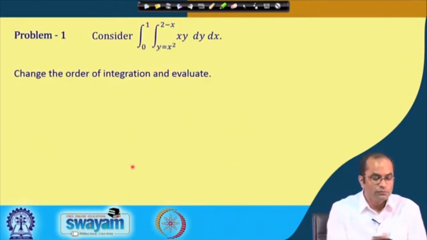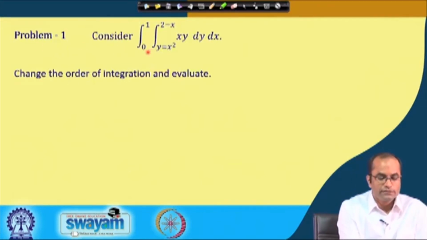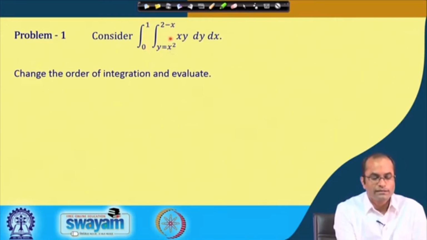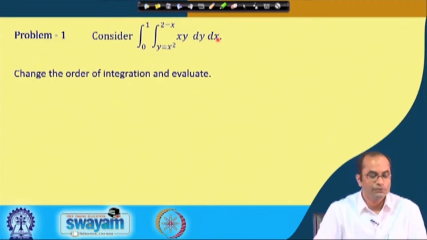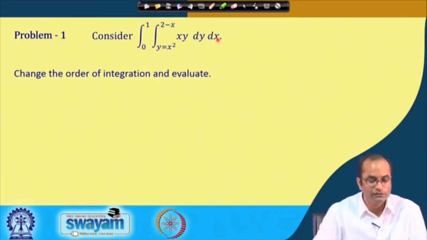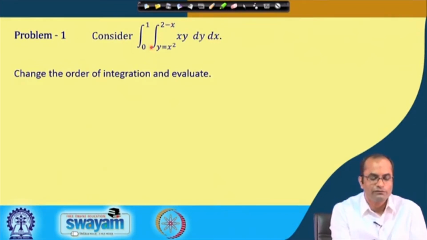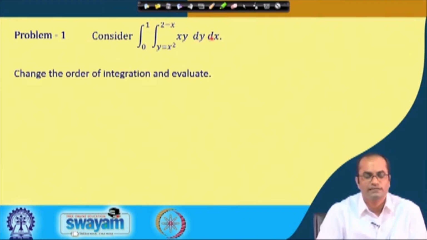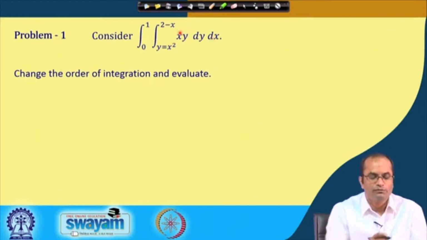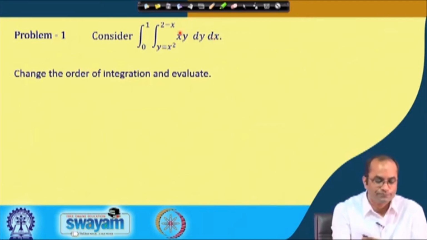So, let us consider a few more problems. Let us discuss the integral of x from 0 to 1, and y from x² to 2 − x, of xy dy dx, and we want to change the order of integration and then evaluate. Though in this case our integrand is just xy, so it will not matter whether we first integrate with respect to y or with respect to x, the complexity would be more or less the same.